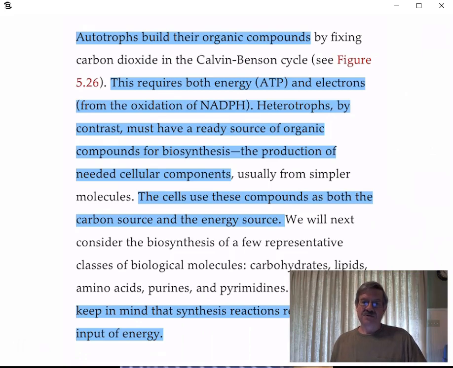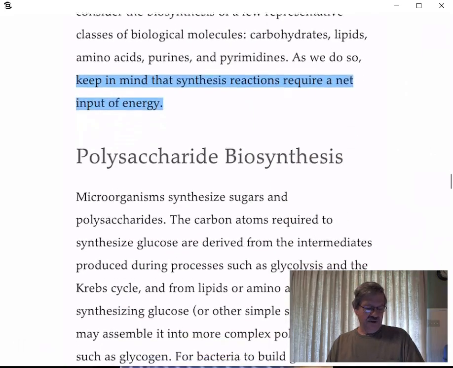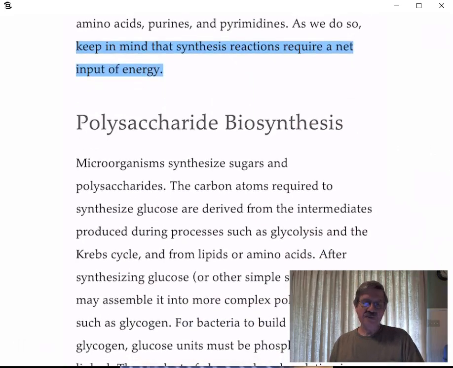Okay, so in the case of heterotrophic bacteria, the cells are going to use these organic compounds both as a carbon source and as the energy source. And anytime you have a buildup of complexity of molecules, it's going to require an input of energy. Generally, in nature, you do not get a buildup of complexity happening on its own.